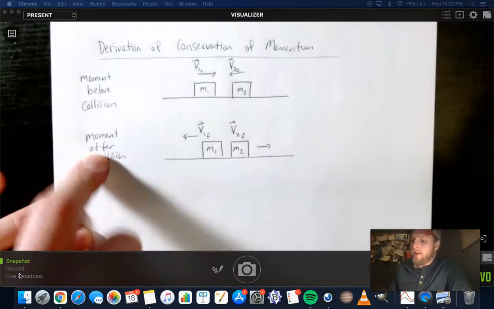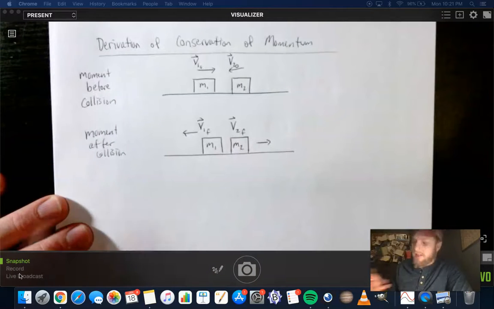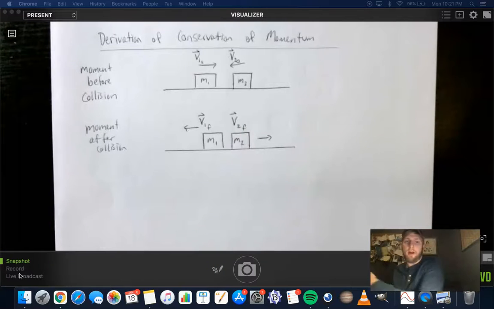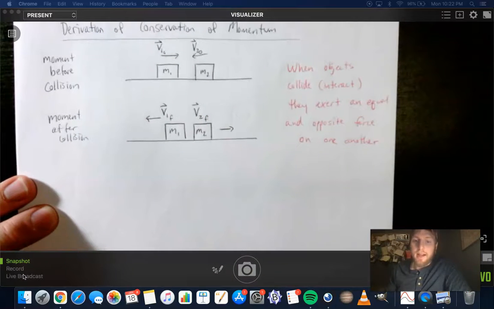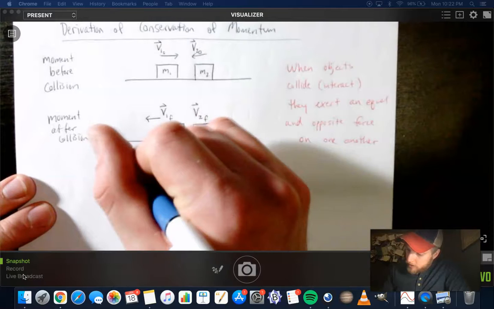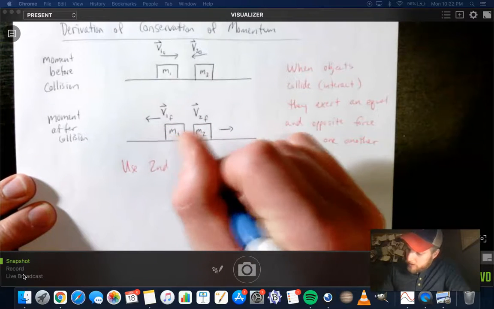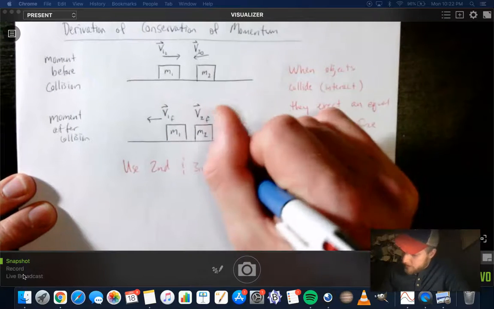We've got the moment before and after a collision with our two masses. Keep in mind, this technically will work for any number of masses, and they don't have to be moving towards each other. They could both be moving in the same direction or any combination of that. Something that we already know is that when objects collide or interact in any way, they exert an equal and opposite force on one another. So what we're going to do is use both Newton's second and third law to derive this thing.